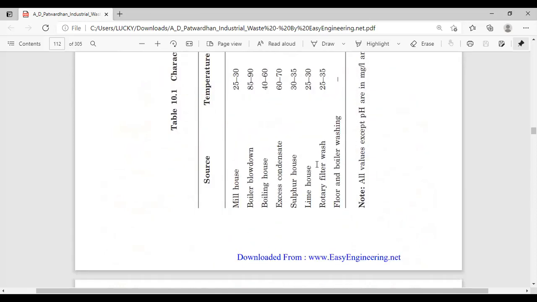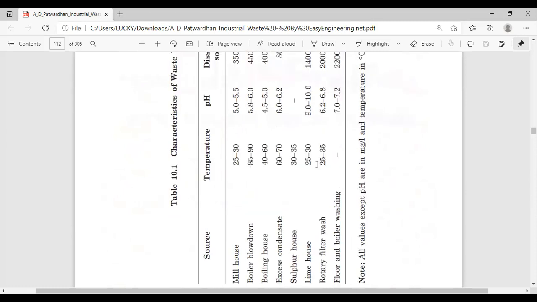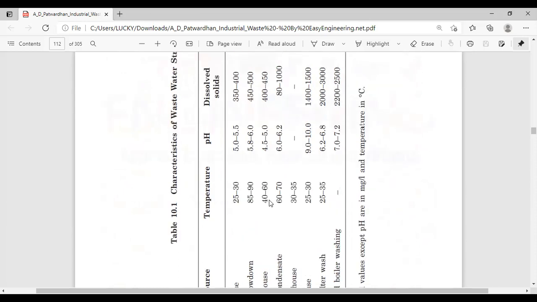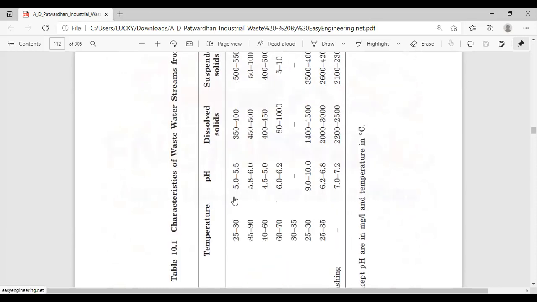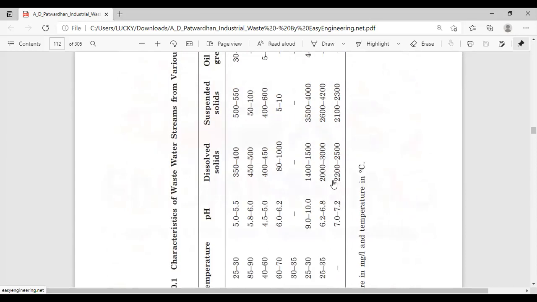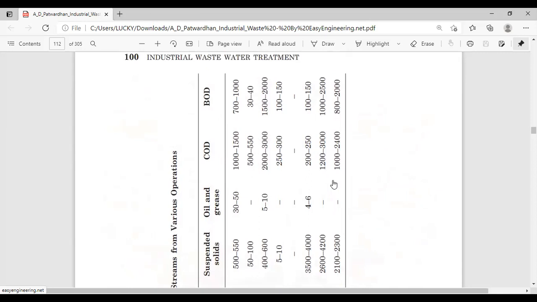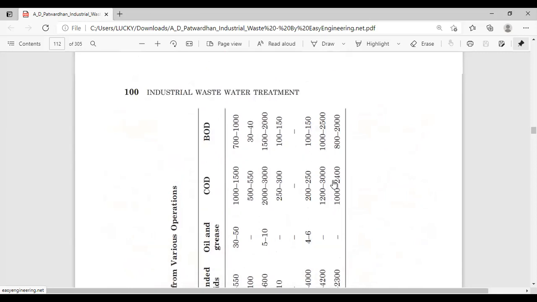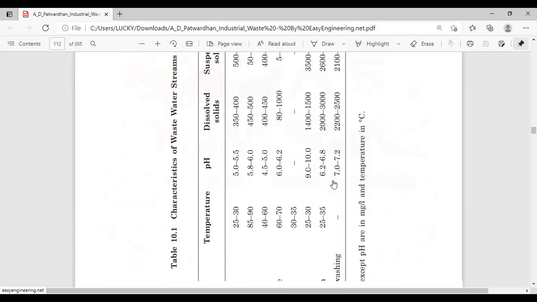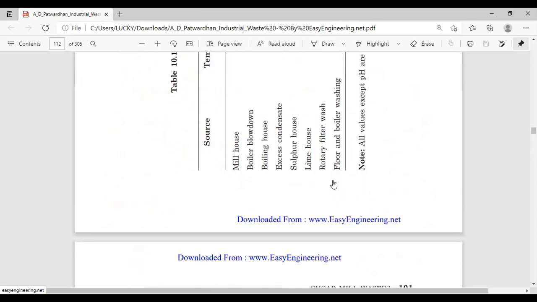And here the rotary filter wash. Temperature 25 to 35, pH 6.2 to 6.8, and the dissolved solids 2000 to 3000, and the suspended solids 2600 to 4200, and here COD is 2000 to 3000, BOD 1000 to 2500, and the last one is floor and boiler washing.